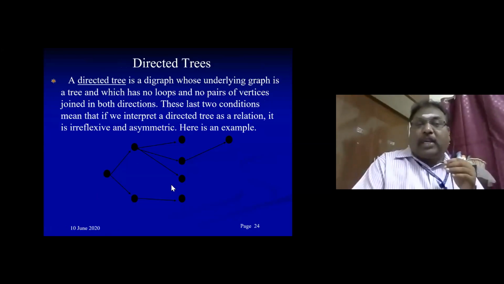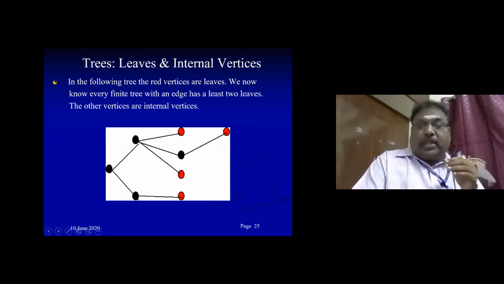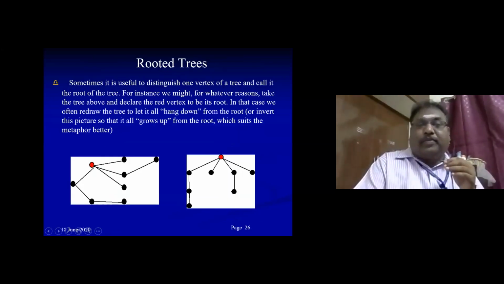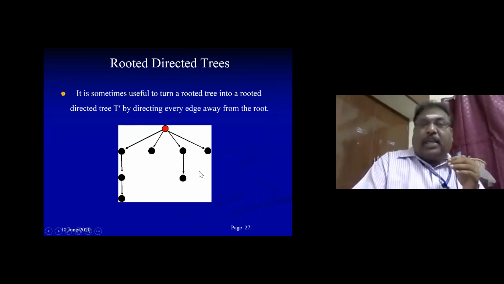If I put direction, I get a directed tree. So the red colors are leaves, and the root node is there. Fine. This is a rooted directed tree. I have a root, and I also have direction. So the flow is top to bottom. This is again a useful concept.